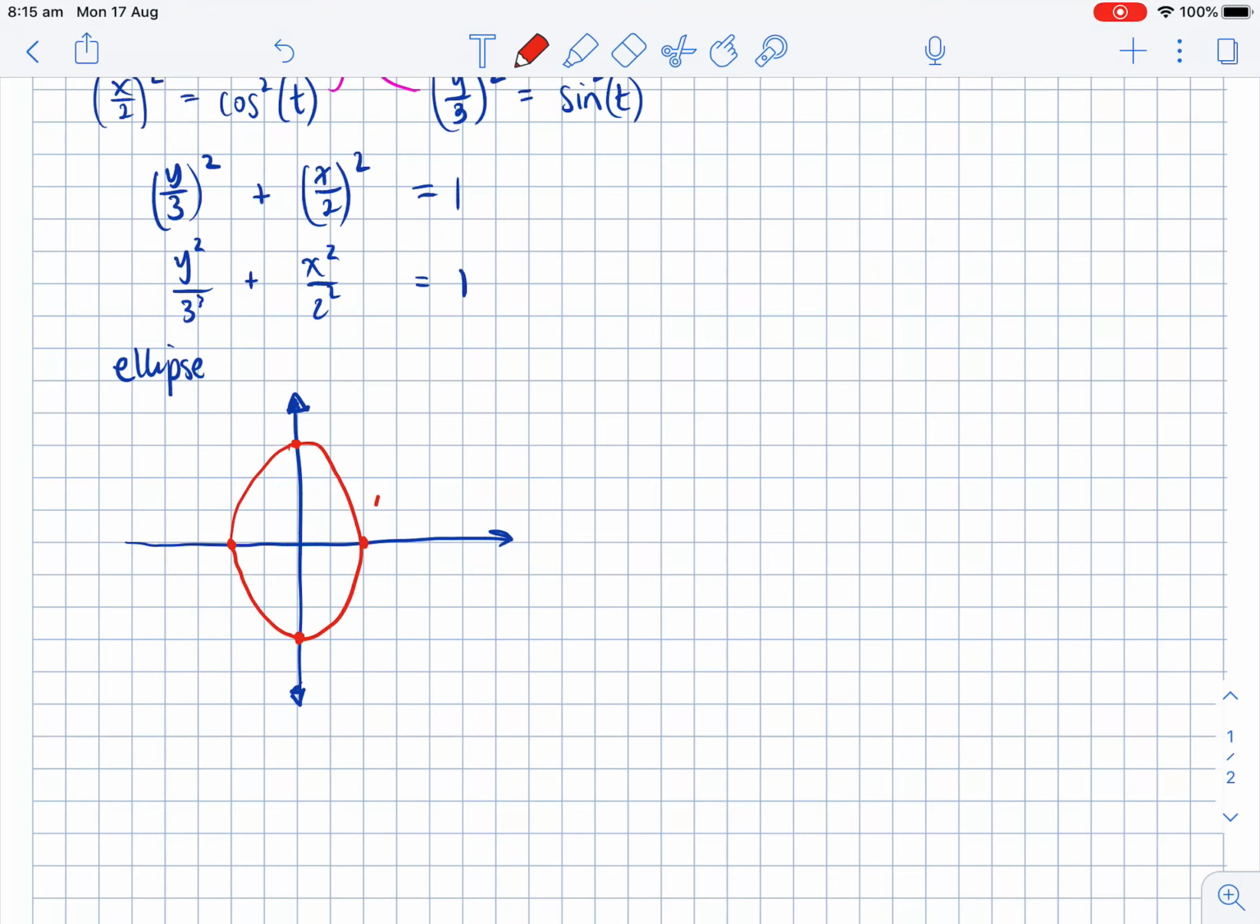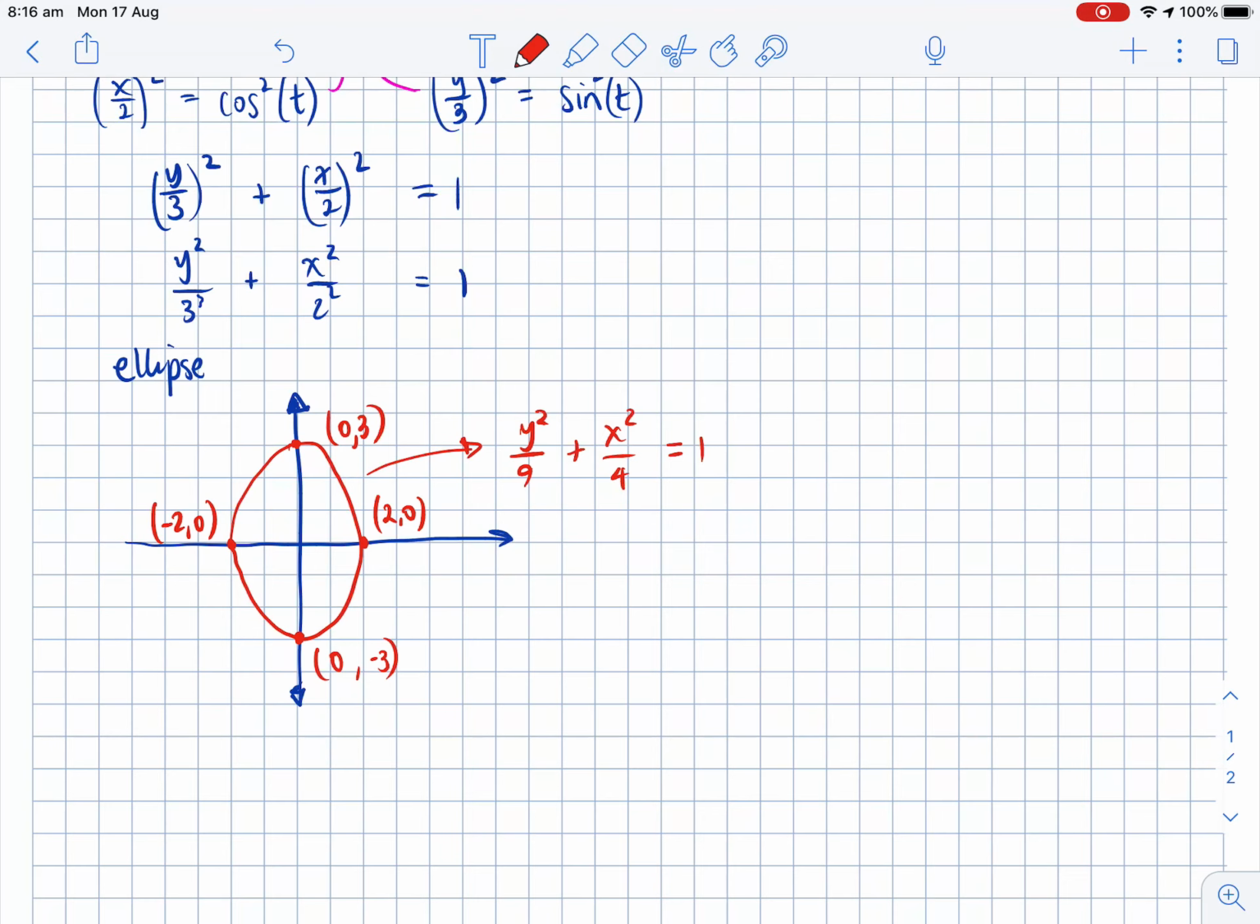And we should label these points. So that's (2, 0), (0, 3), (-2, 0), and (0, -3) for that last one. Let's write our coordinates the right way around. Okay, and that's the Cartesian equation. I'm actually going to make it y squared on 9 plus x squared on 4 equals 1.